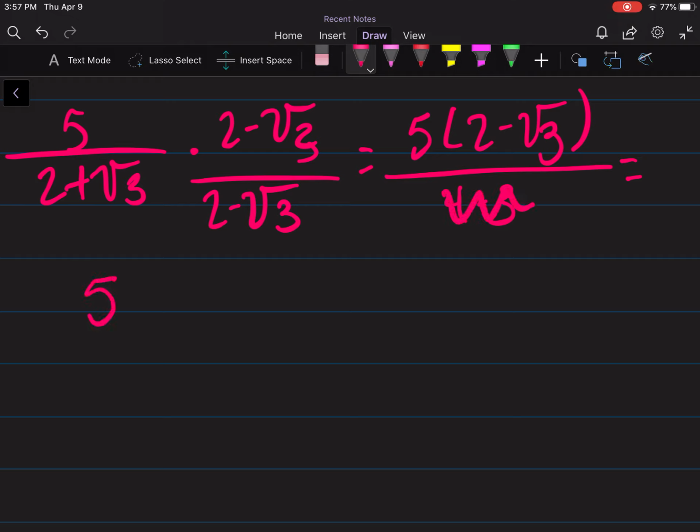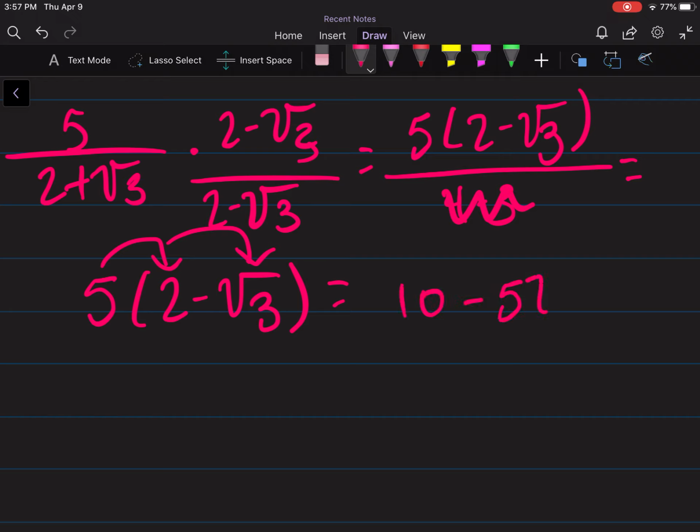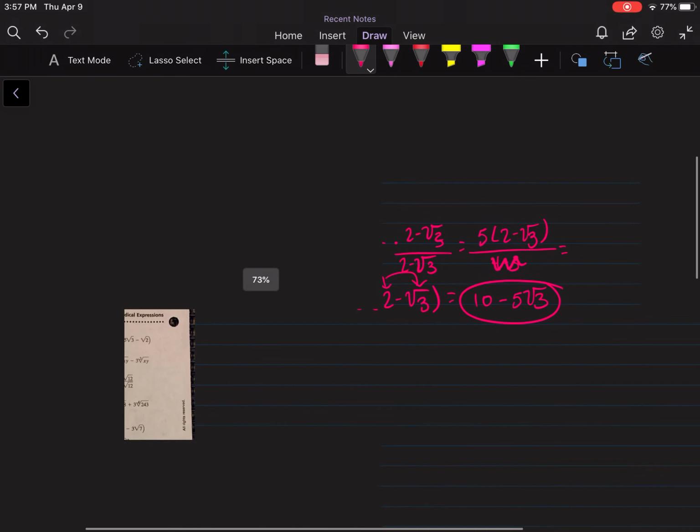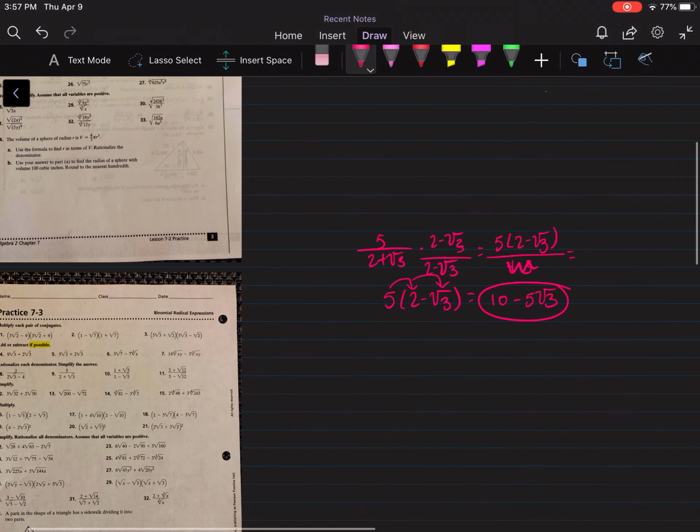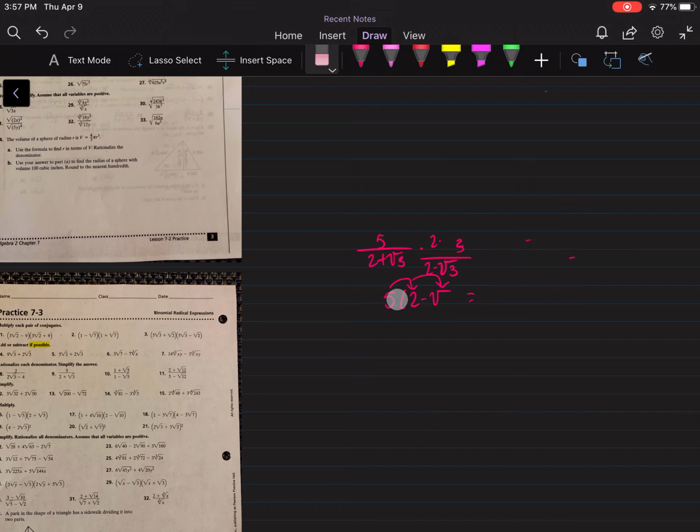So now we have 5 times 2 minus root 3. We're going to distribute everything inside there and end up with 10 minus 5 root 3. And that is our answer for number 9. You're going to do the same thing with 10 and 11, remembering to distribute.